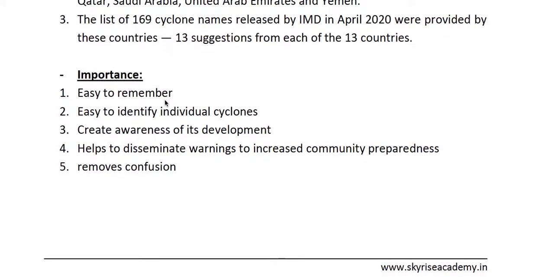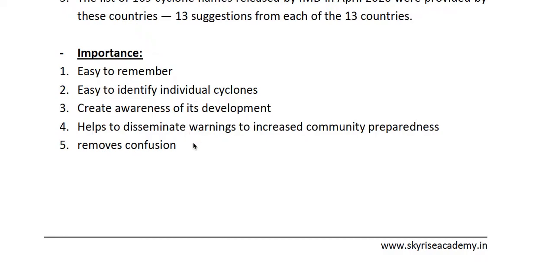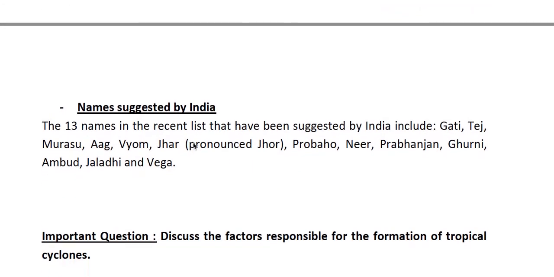Why is naming important? Easy to remember, of course, rather than technical numbers. It is easy to identify individual cyclones, easy to compare the damages and severity, helps in disaster management, helps in awareness, helps in disseminating warnings and community preparedness, and also removes confusion. The 13 names suggested by India are here, you can have a look at them.